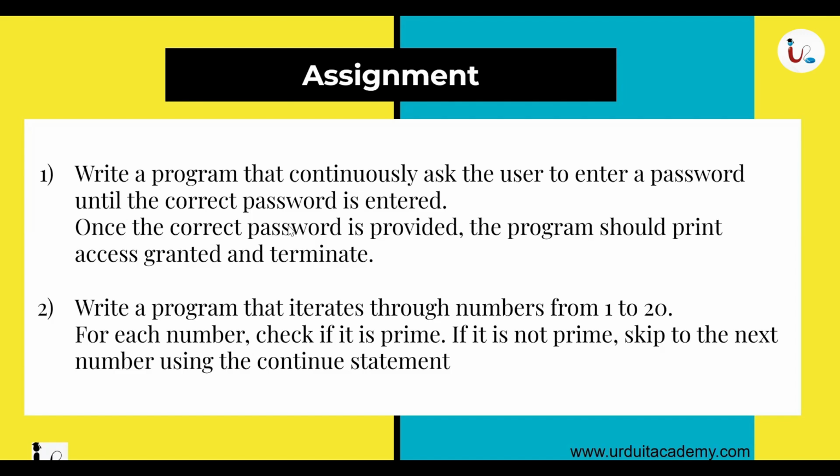Now the second question is to write a program that iterates through numbers from 1 to 20. So you need to create a while loop which will iterate from 1 to 20. For each number, you need to check if it is a prime number. If it is not a prime, you need to skip to the next number using the continue statement. If it is prime, that's okay. But if it is not prime, which means in the else block, you have to add the continue statement so that you can continue with the next iteration.